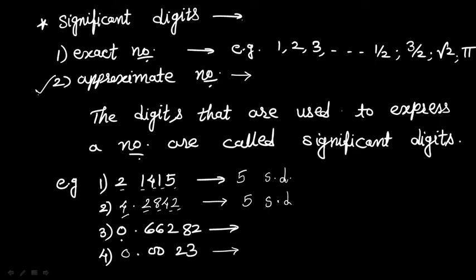Now, here 0 is added, but it is on the left hand side of this. Therefore, we count the significant digits from 6, 1, 2, 3, 4, 5. Therefore, 5 significant digits are there. Now, in the last example, here 1 and 2, only 2 significant digits are there.